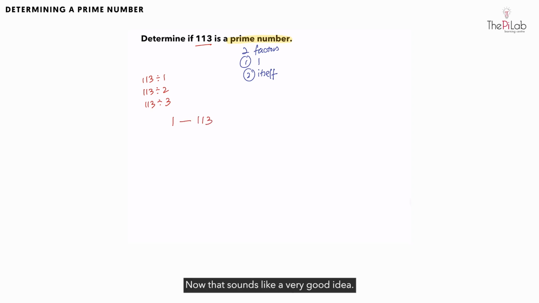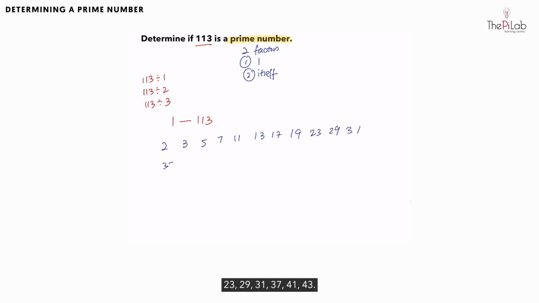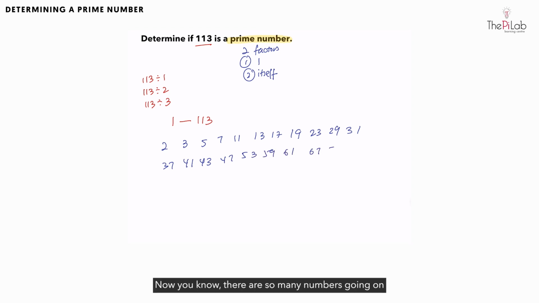Now, that sounds like a very good idea. I totally agree with you. So, let's list down all the prime numbers between 1 to 113, shall we? Now, what do we have? We have 2, 3, 5, 7, 11, 13, 17, 19. What else? 23, 29, 31, 37, 41, 43. And what are the other numbers? 47, 53, 59. Now you know there are so many numbers going on.